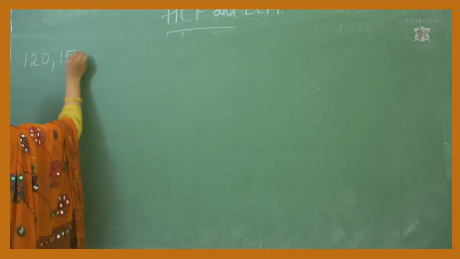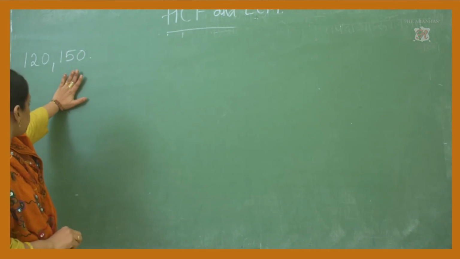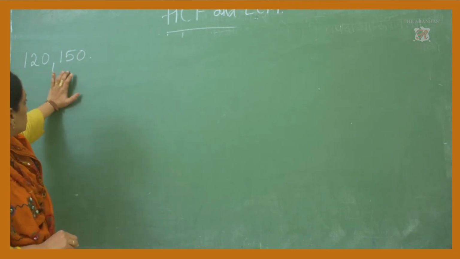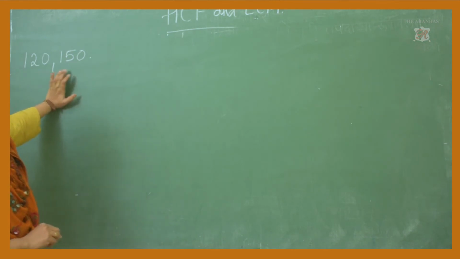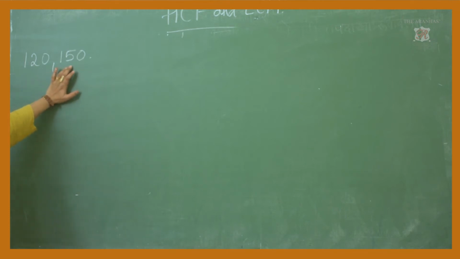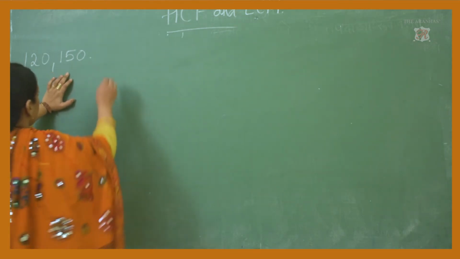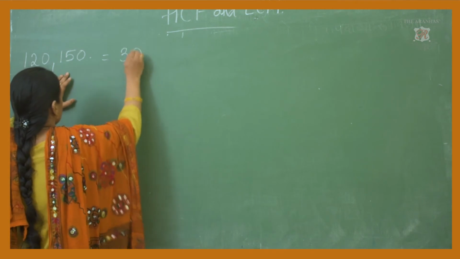If you are perfect with the tables and the division of numbers, you can see orally and understand. Both the numbers go in which table? Both the numbers go in the 10 table. Do they go in the 20 table? No. 120 comes in the 20 table, but 150 doesn't. Do they go in the 30 table? Yes. 30 fours are 120, 30 fives are 150. So both of them go in the 30 table.